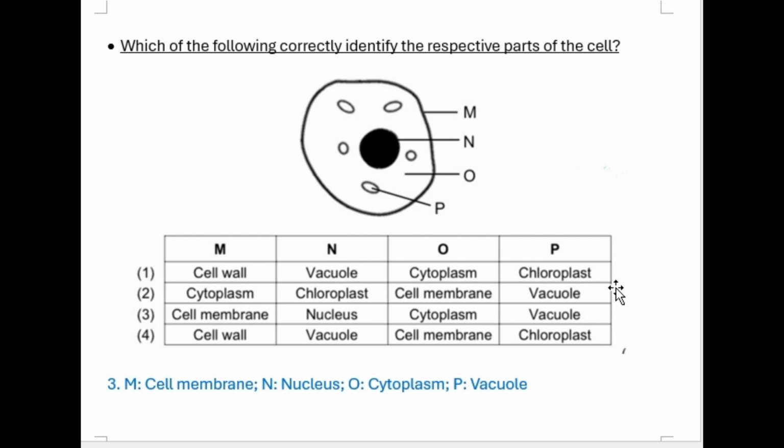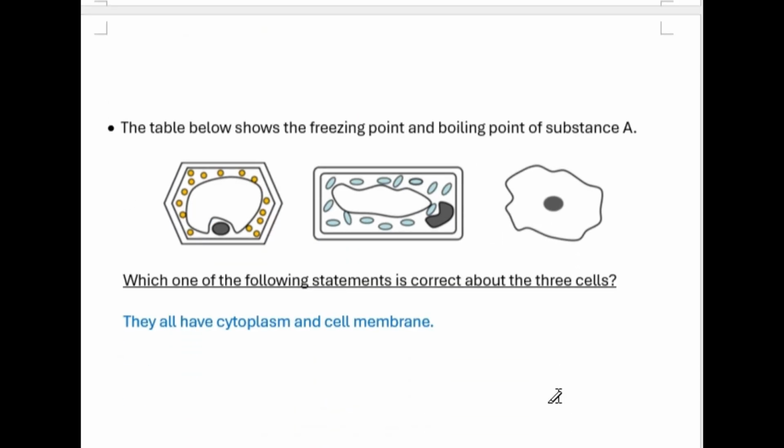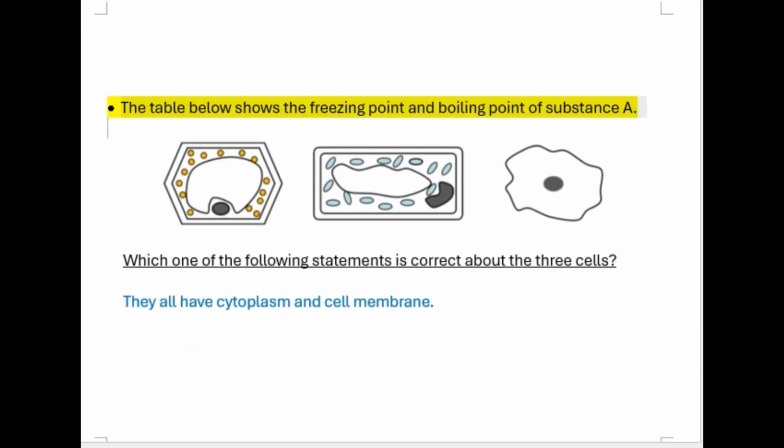Which of the following correctly identify the respective parts of the cell? M. Cell membrane. N. Nucleus. O. Cytoplasm. P. Vacuole. The table below shows the freezing point and boiling point of substance A. Which one of the following statements is correct about the three cells? They all have cytoplasm and cell membrane.